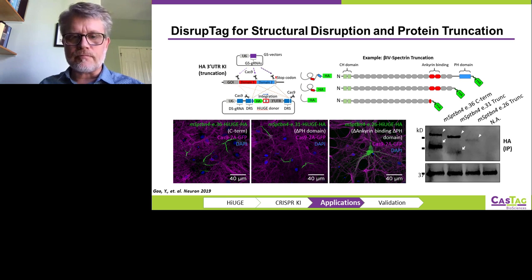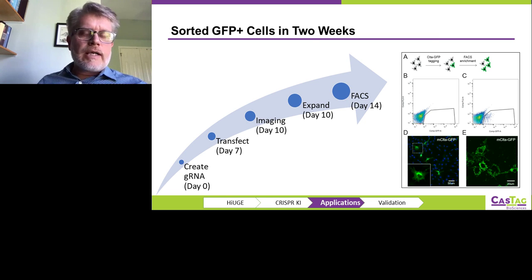Okay, the other use that we're quite excited about is using this to rapidly generate diverse types of cell lines. And so in this example, what we've done is we've labeled a protein involved in endocytosis called clathrin with GFP. So we've labeled the endogenous clathrin protein with GFP. We used HiUGE to label these cells in vitro.